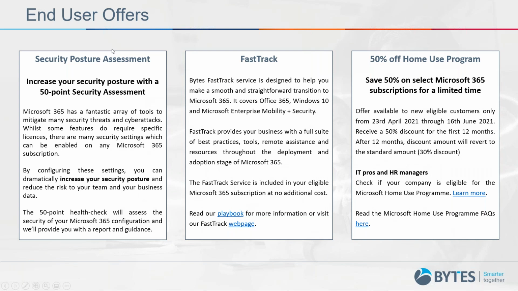Then we've got a 50-point security posture assessment. So if your customers have already adopted Microsoft 365 or Office 365, there are certain configurations you can enable within Microsoft 365 to improve the security posture. Obviously, as we all know, Microsoft 365 E5 contains all of the bells and whistles, but there's certainly a lot you can do with just the E3 suite to improve things there. So again, we've got a 50-point health check, basically assesses your customers' Microsoft 365 tenant, and then provides you guys with a report and guidance of what you can do to kind of improve that.